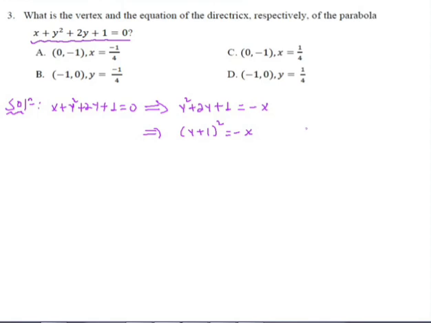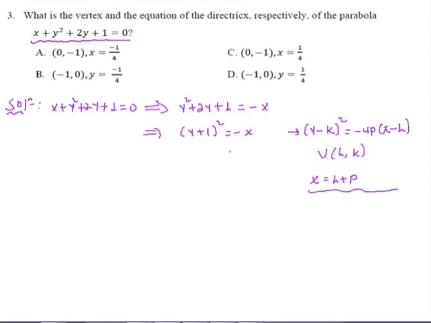This is a horizontal parabola which is opened to the left. We know that the standard equation of a horizontal parabola which is opened to the left is given by (y minus k) the whole squared is equal to minus 4p times (x minus h). Here the vertex of this parabola will be (h, k), and the equation of the directrix becomes x is equal to h plus p. Okay, so we need to be familiar with this.